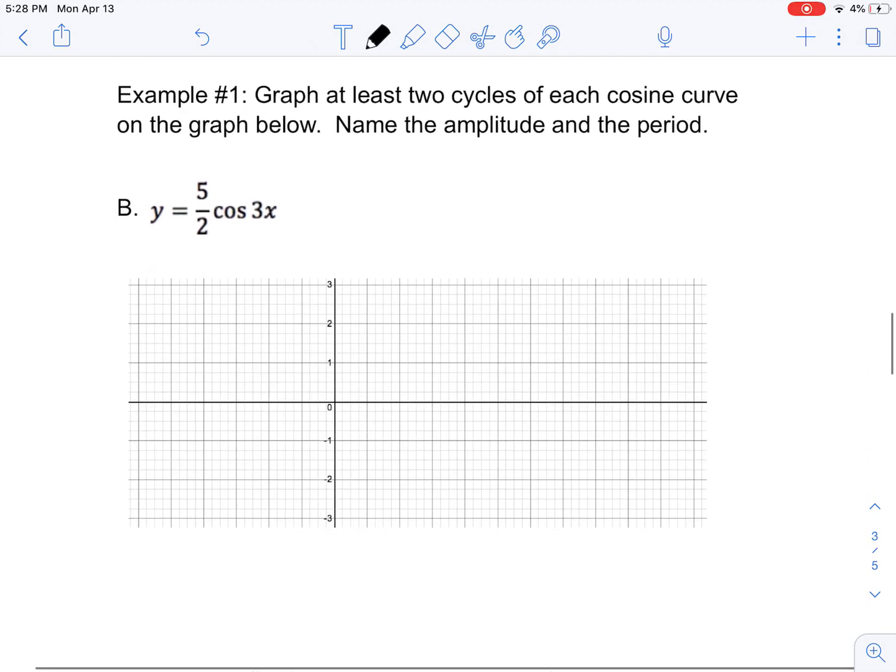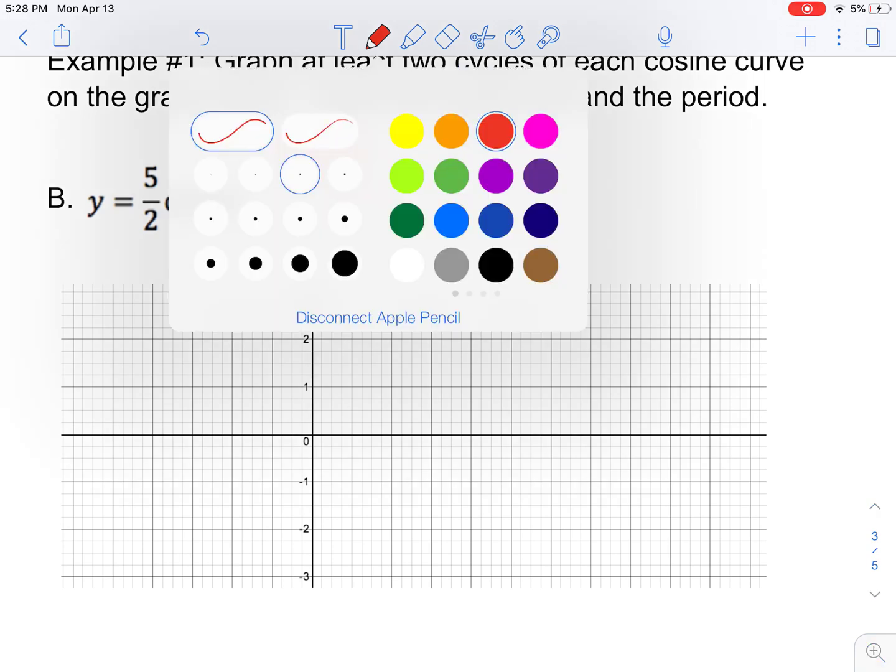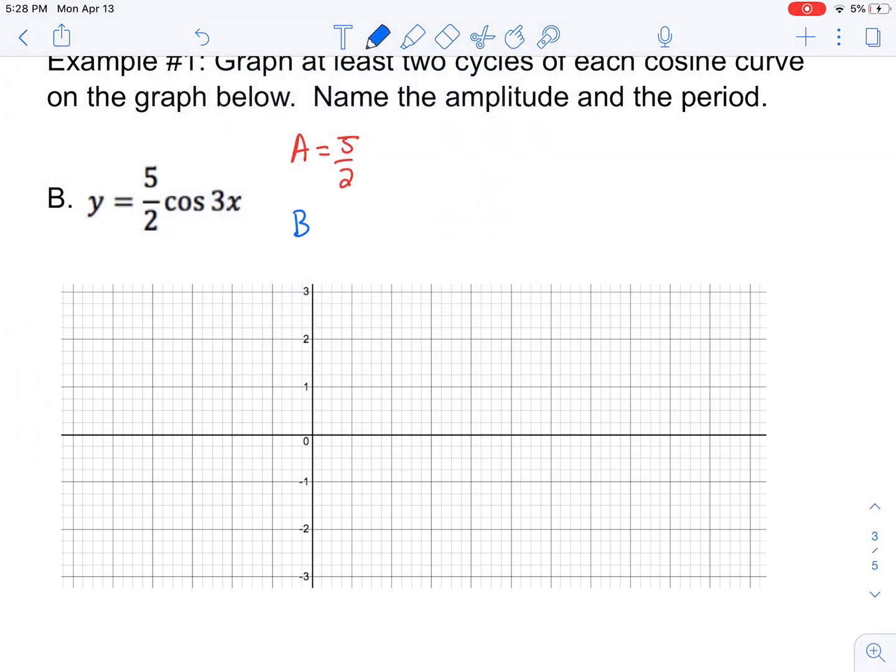Let's do the next one. Here we want to look at, now we're using a cosine graph. So I want to remember cosine usually starts at 1, but we've changed our amplitude. My amplitude now is 5/2, so I'm going to start at 2.5. So my amplitude is 5/2. My b value is equal to 3, so my period is going to be 2 pi over 3.